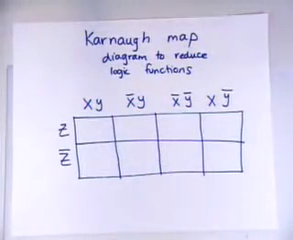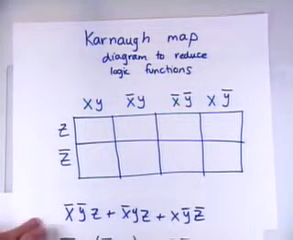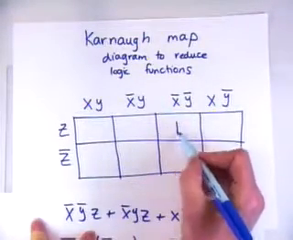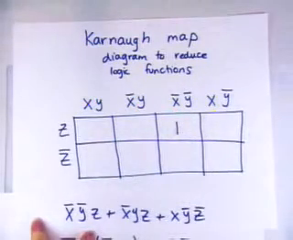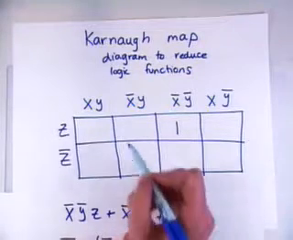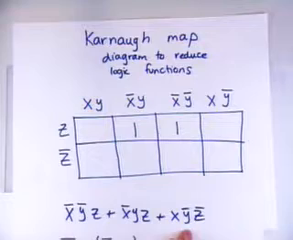So in the function that we just had, that was not x, not y, z. So I have to put a 1 right here. So I'm going to put a 1 wherever I have this term. Okay? Then I have not x, and then yz. So I have a 1 right there. Then I have x, not y, not z. So x, not y, not z goes right there.